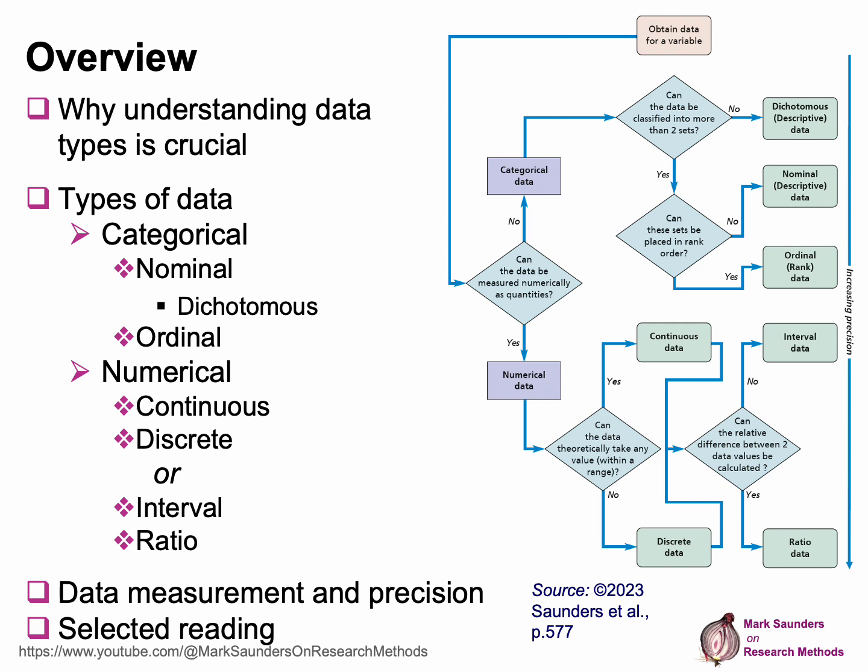Once we've defined data, with examples and the different types of these examples, we're going to move on to data measurement and precision, and how we can move from more precise data to less precise data, and then we're going to finish up with selected reading.